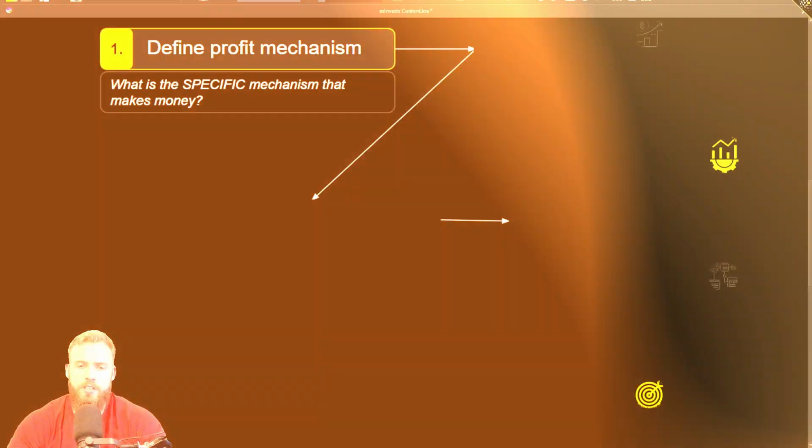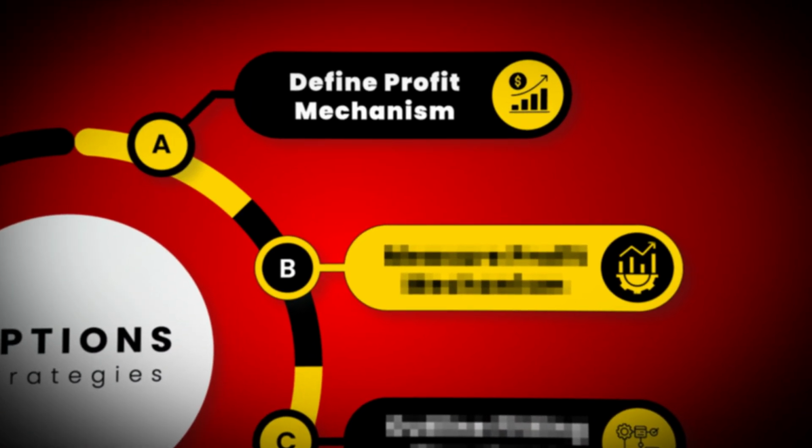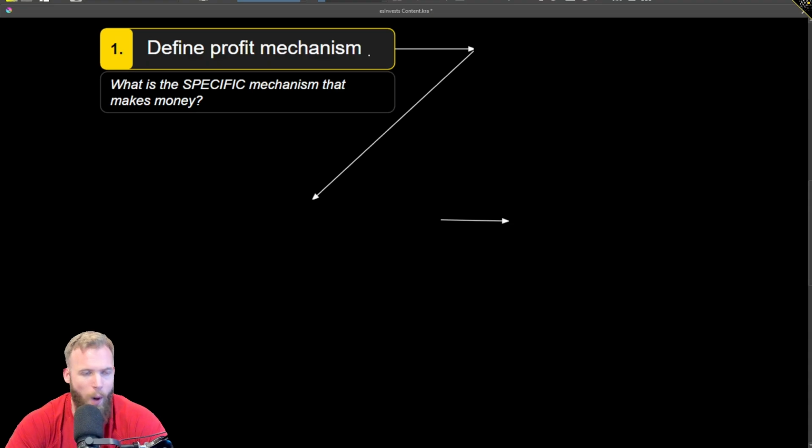So the first of our 4 steps is define profit mechanism. And this is plural. You can have multiple profit mechanisms. Why would I start with this? If I'm talking about learning to trade options, why am I even bothering with a profit mechanism? Why am I not diving directly into what calls are, what puts are, and things like that? Well, it's because options are simply vehicles to express an opinion.